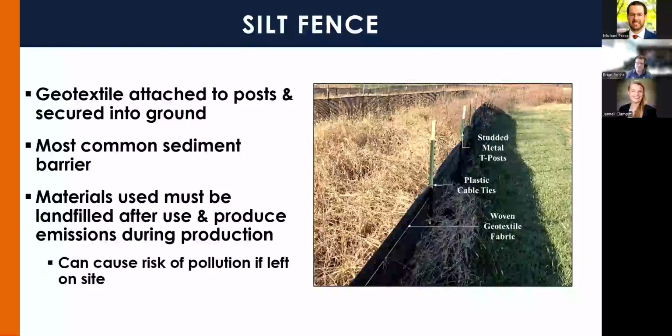Like I said, silt fence is the most common one. You've probably seen at least a few hundred feet of it even today. It's just a geotextile, typically a plastic geotextile attached to posts and secured into the ground. These posts can either be wood or metal, but a lot of these materials are not naturally occurring, so they have to be landfilled after use, and they produce a large amount of emissions during production. A lot of times, people aren't supposed to do this, but they'll get left on site and can break down, which could potentially lead to microplastic pollution down the line as that geotextile breaks down.